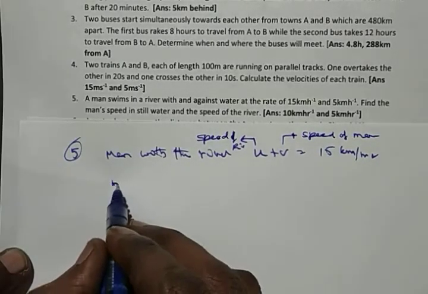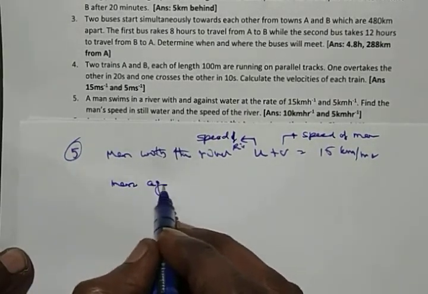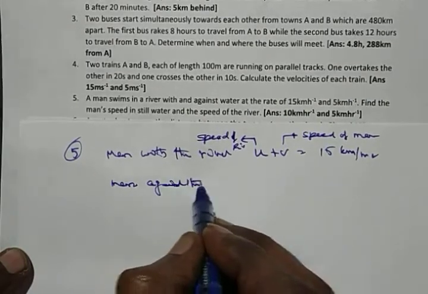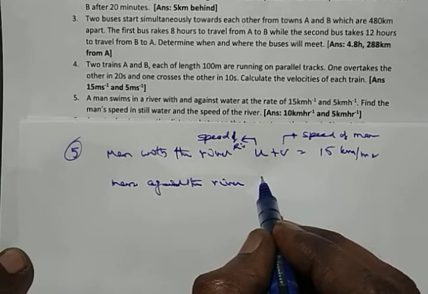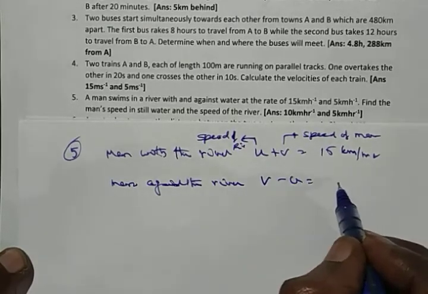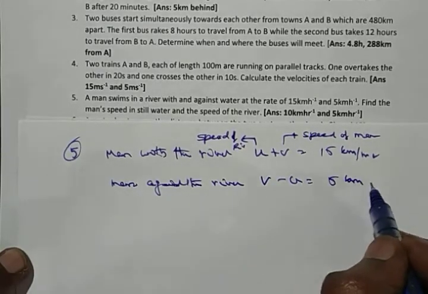The next one is man against the river. What is that? It's going to be equal to V minus U. That's going to be equal to 5 kilometers per hour.